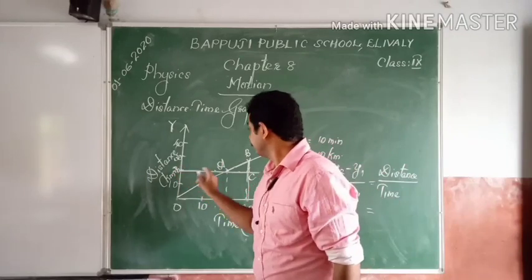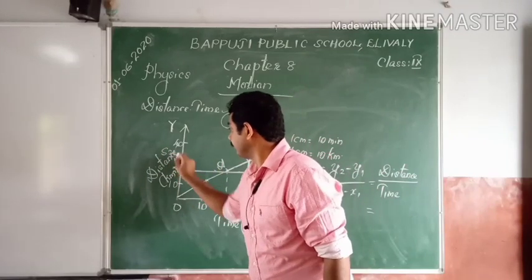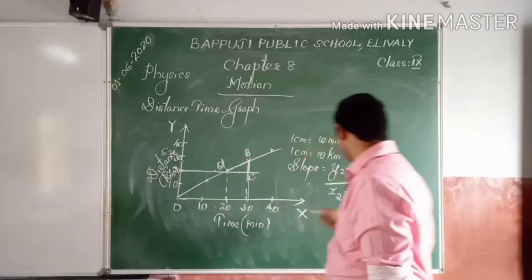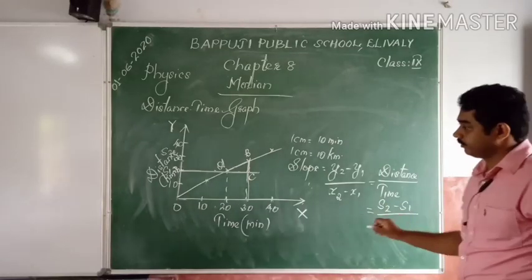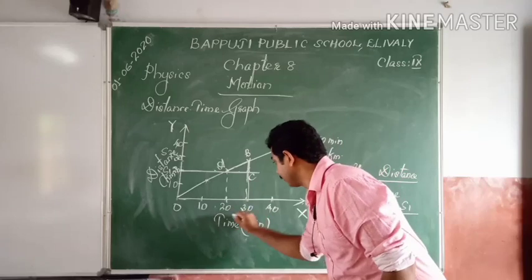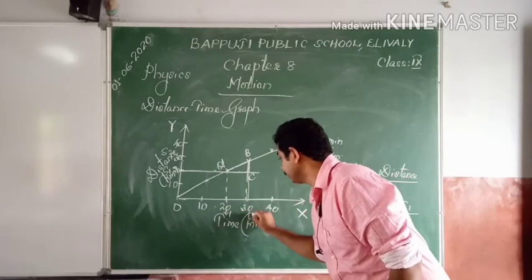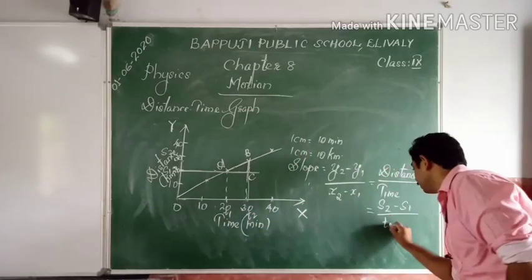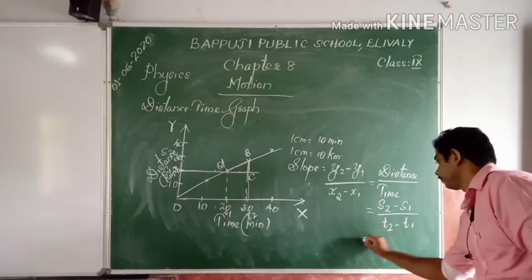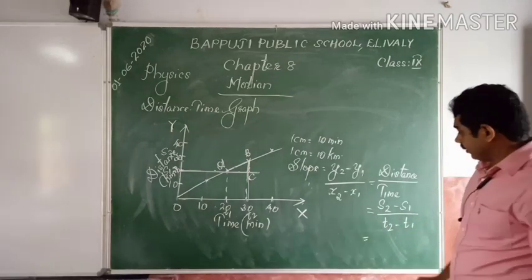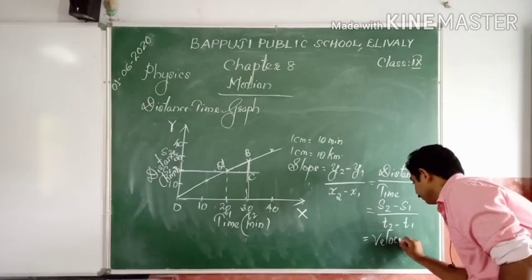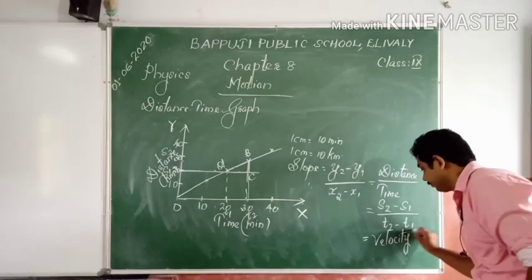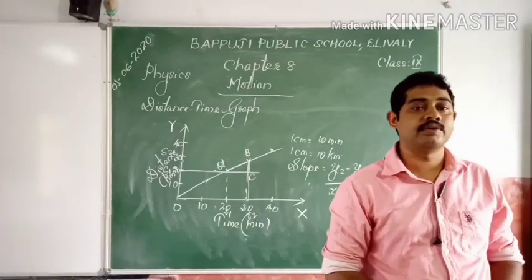Here this one is S2 and this one S1. S2 minus S1 divided by this time interval. This one T1 and T2. T2 minus T1. That is equal to velocity. Velocity or speed. Speed in a given direction is called velocity.